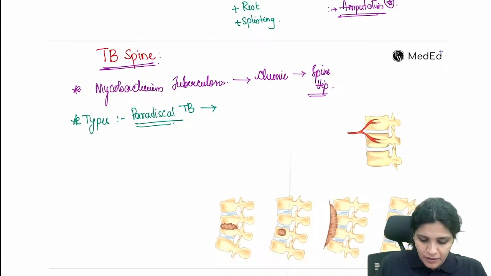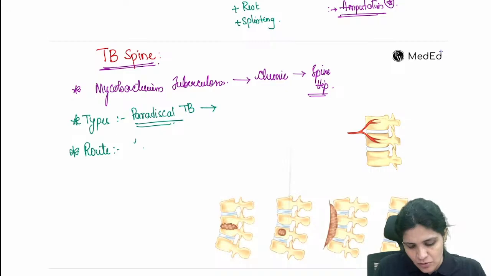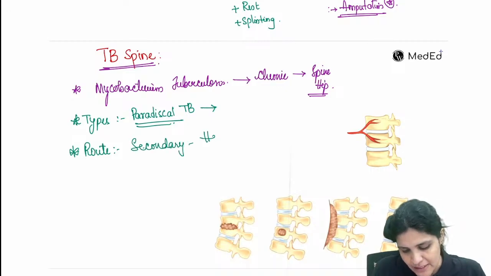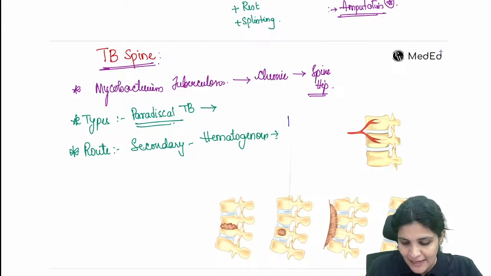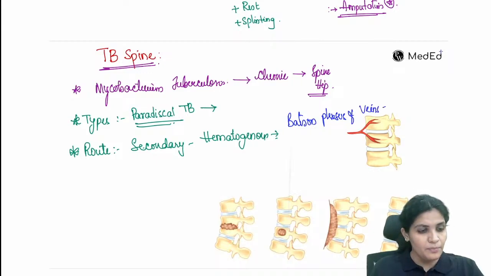And what is the important route? Again, this is always secondary. The route is hematogenous. So what are those hematogenous routes? Which plexus? Batson plexus of veins, right?